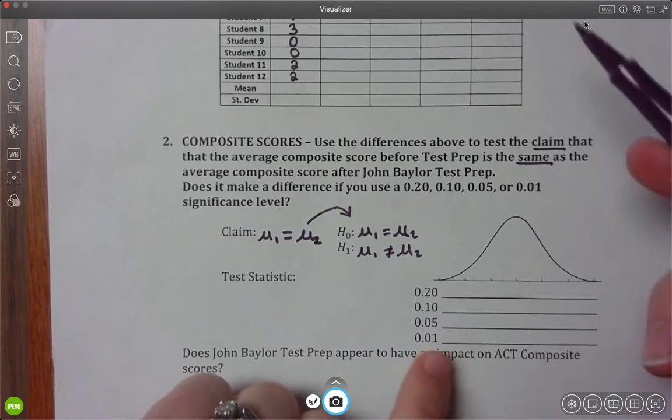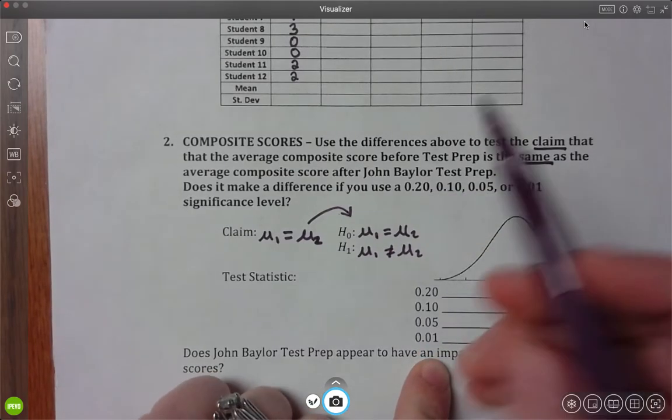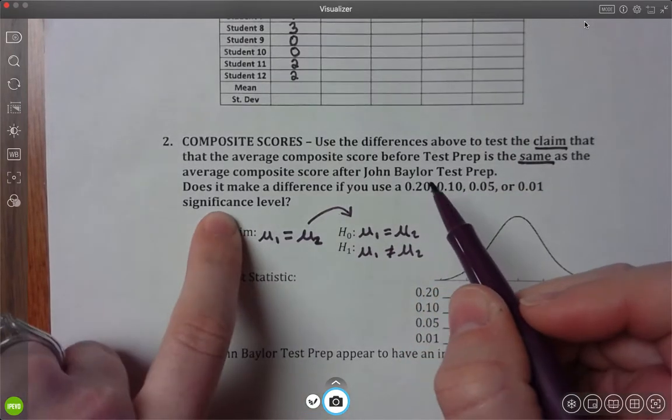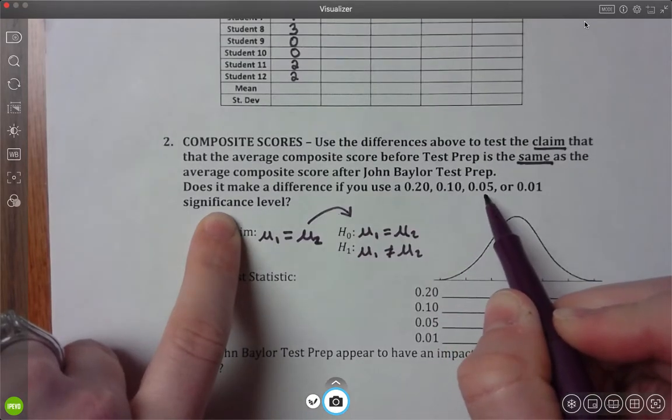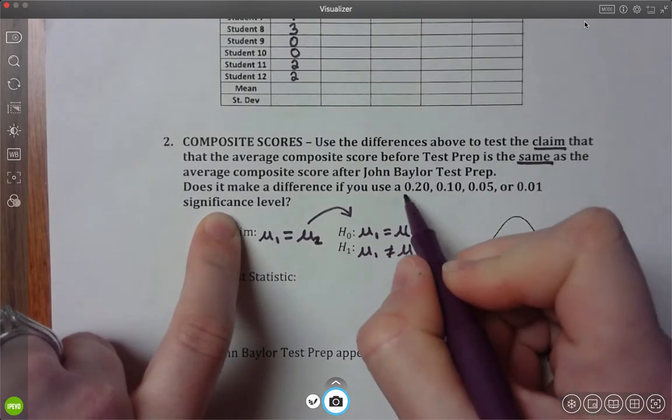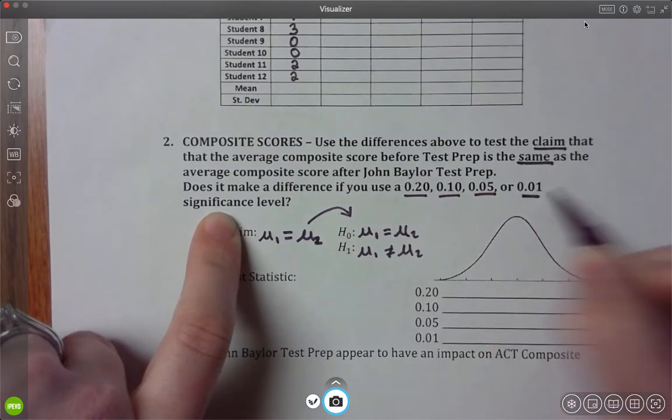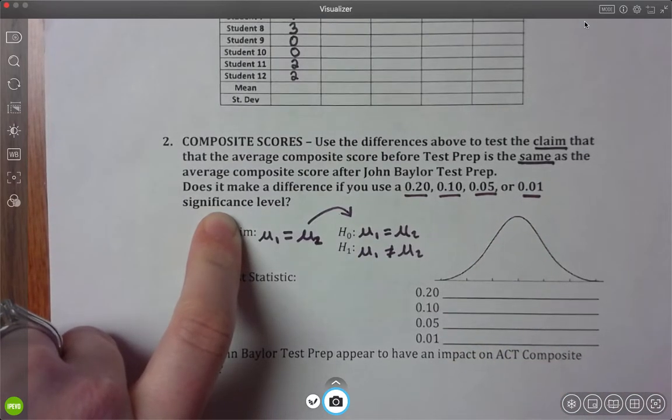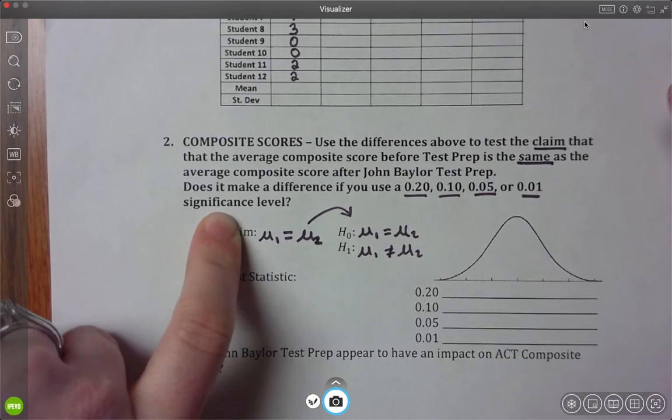But I went ahead and we're going to test this using every significance level. Normally, they just give us like 0.05 or 0.1 or something like that. We're going to test it on every significance level to see if this makes a difference. And it's not going to really be that much more work. I'll just show you how that works here in just a second.